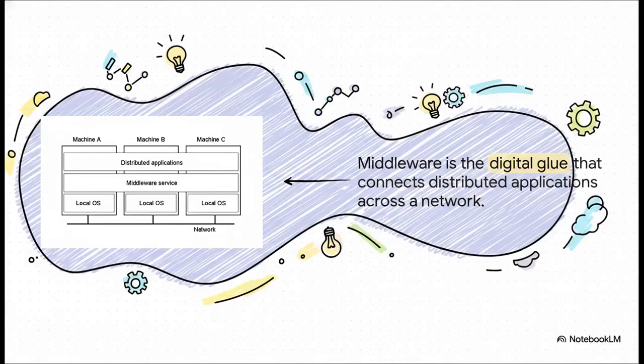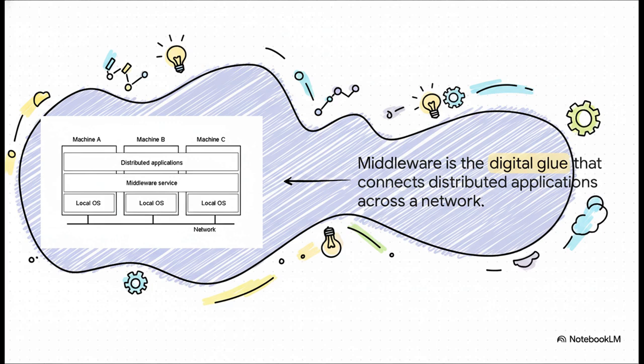And the answer, believe it or not, comes down to this thing called middleware. You can think of it as this special software layer that acts like a universal translator. It just sits right in between all the different applications and their operating systems. What it does is create this one, single, unified service layer that spans the entire network. It hides all the messy, complicated details and just lets these separate programs talk to each other like they're sitting right next to each other on the same machine.